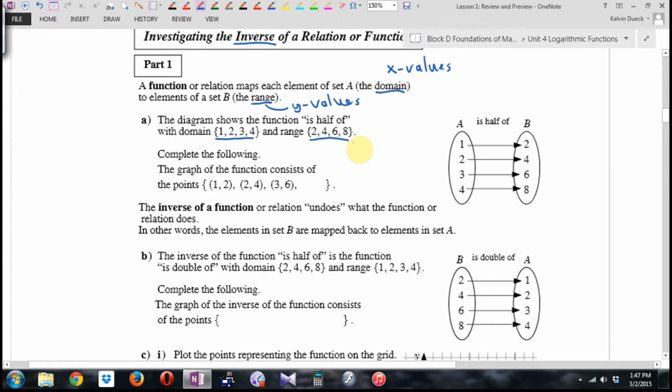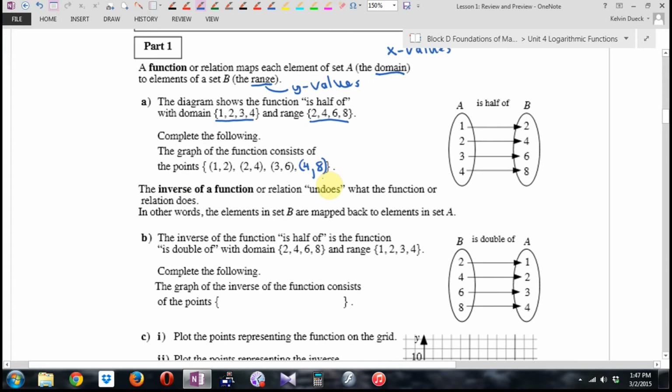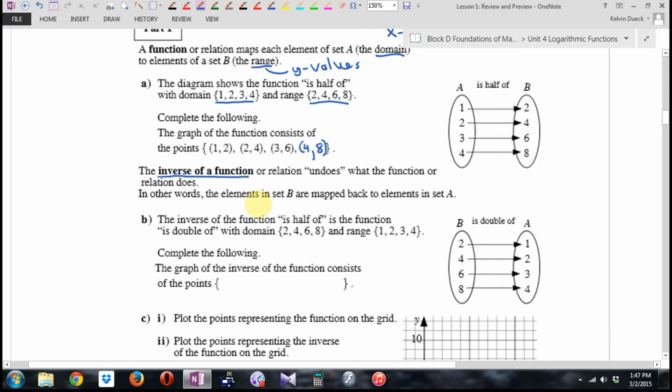It says complete the following. If you were to graph this, the graph goes through 1, 2, 2, 4, 3, 6. What's the last point that we're missing? 4, 8. The inverse of a function or a relation undoes what the function or relation did in the first place.